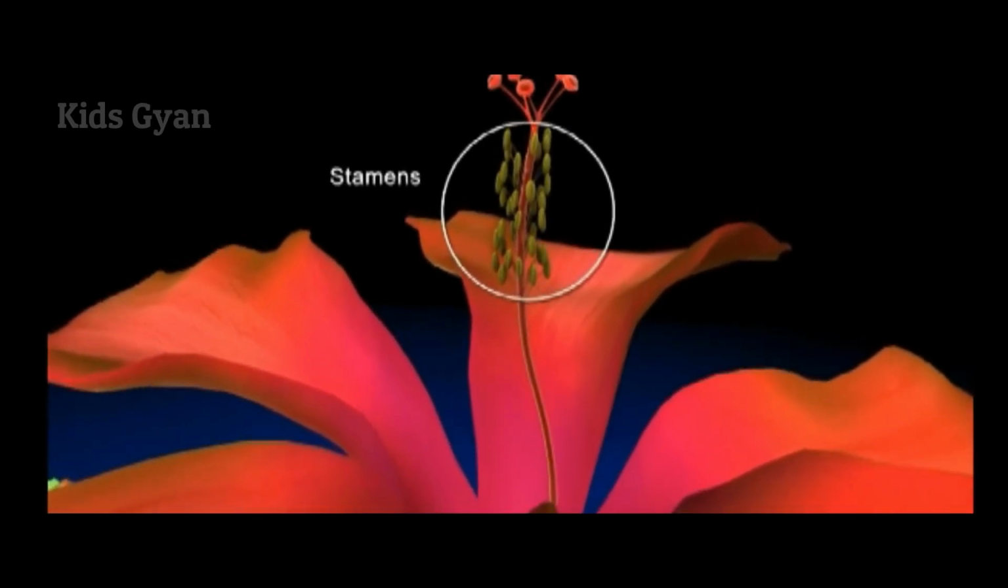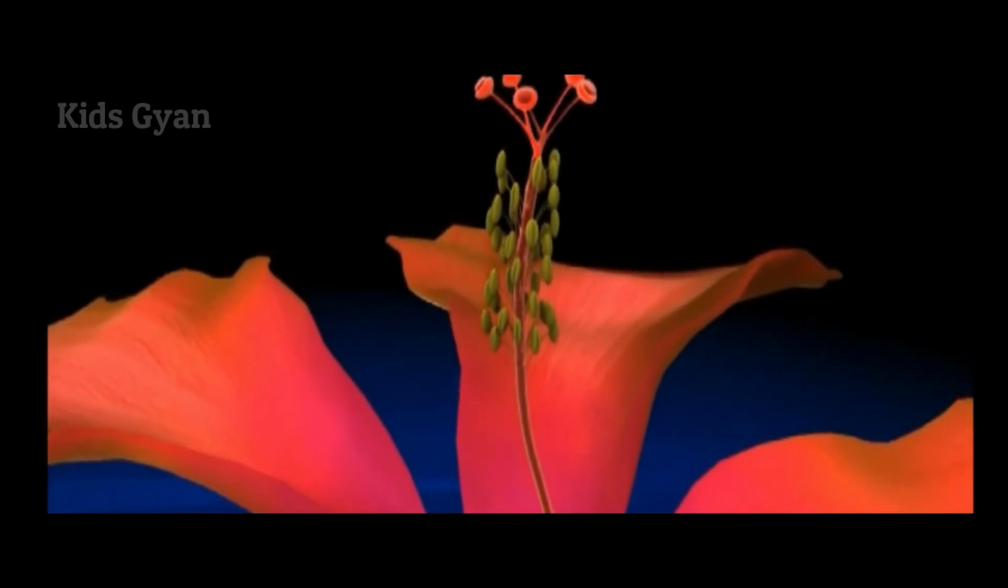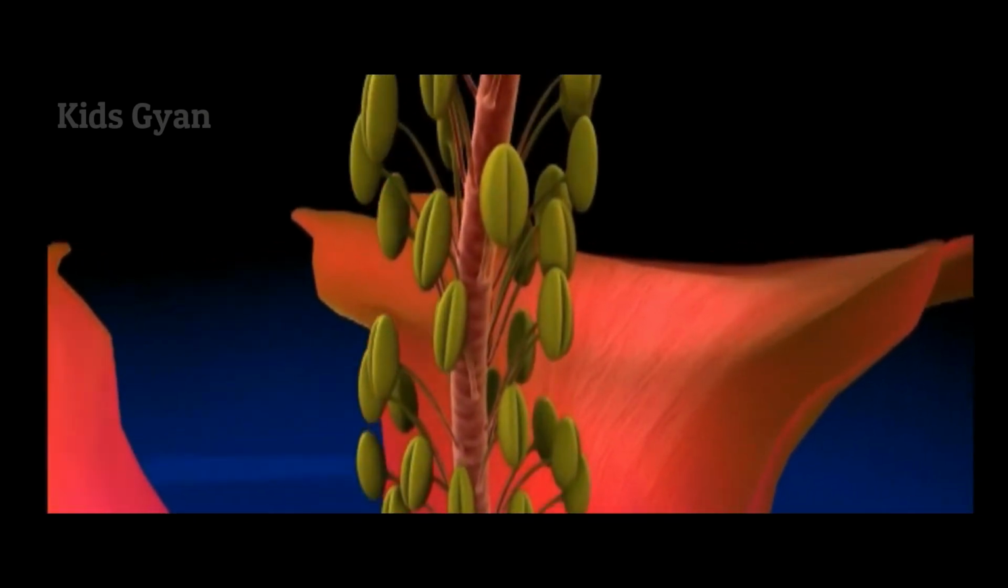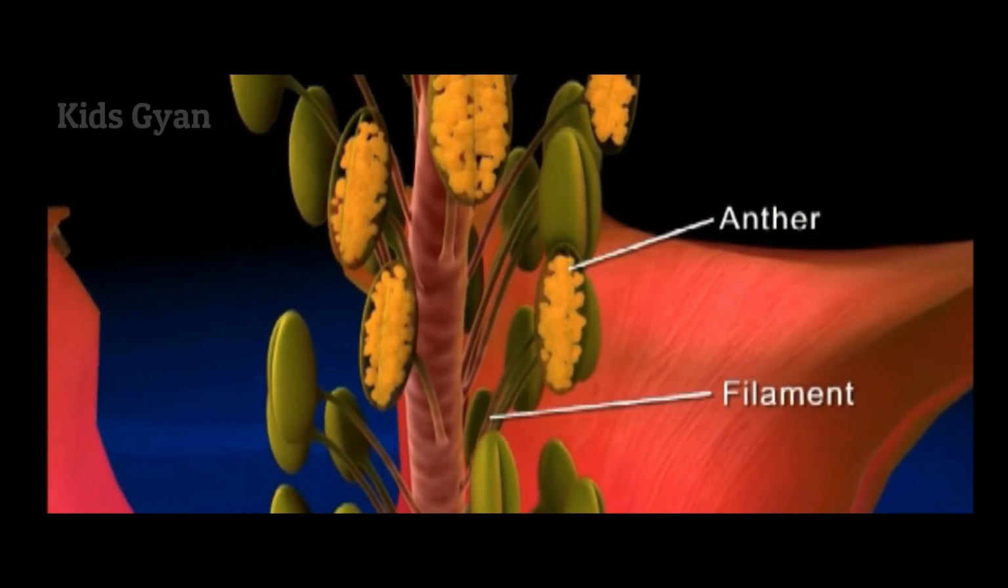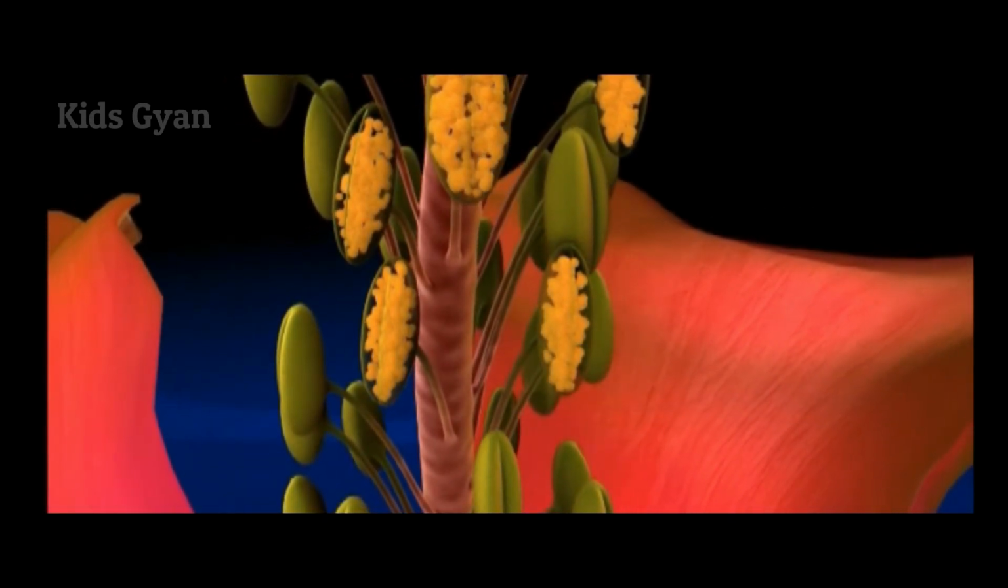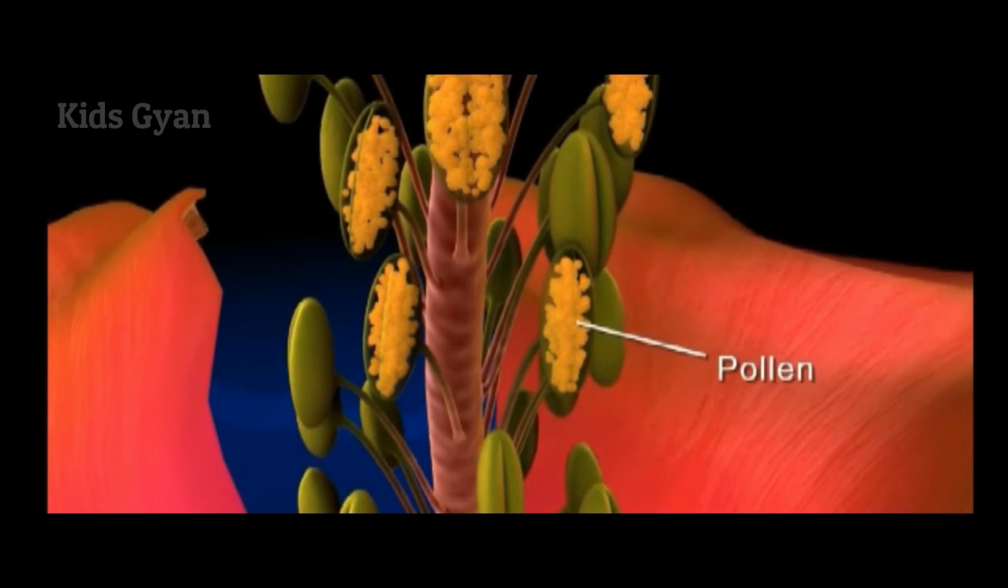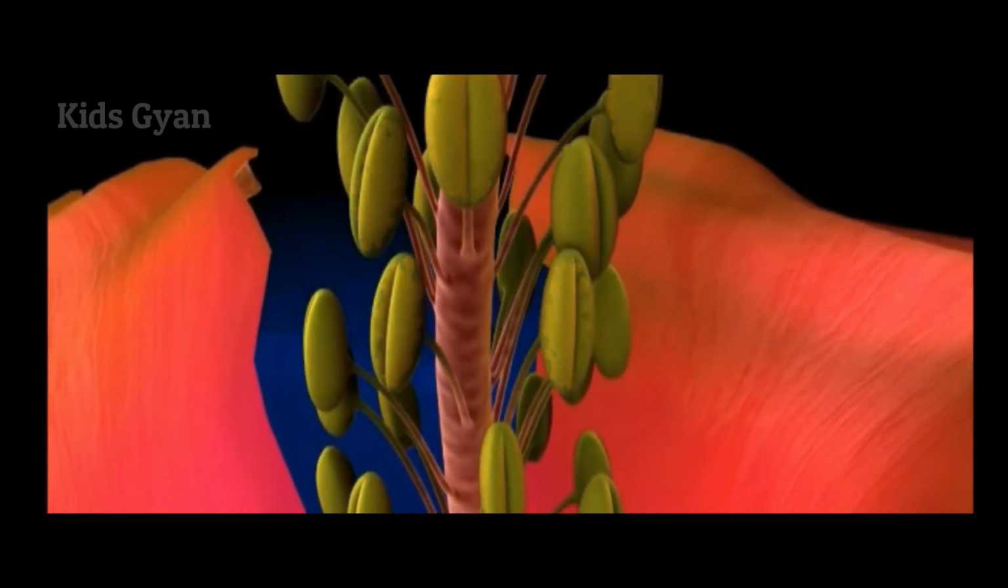The male reproductive part of the flower is the stamen. Each stamen consists of a filament and anther. Inside the anther, a powdery yellow substance called pollen is formed, which consists of the male cell.